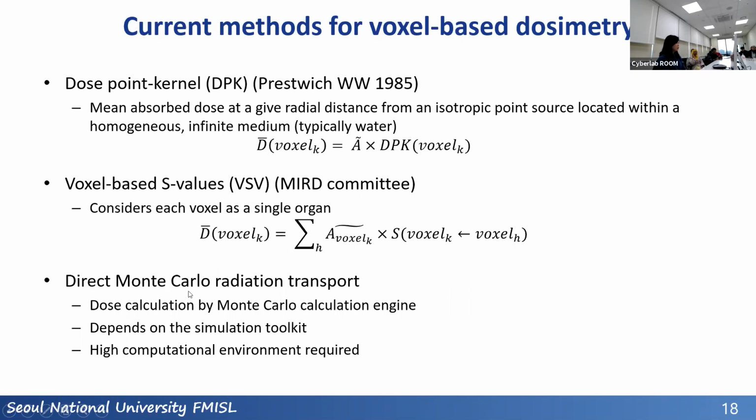And the third one is using Monte Carlo simulations with radiation transport. Monte Carlo means a probabilistic model of radiation tracking. It is calculated directly with the Monte Carlo engine. There are several types of simulation toolkits, but a very high computational environment is required because it requires very many calculations.